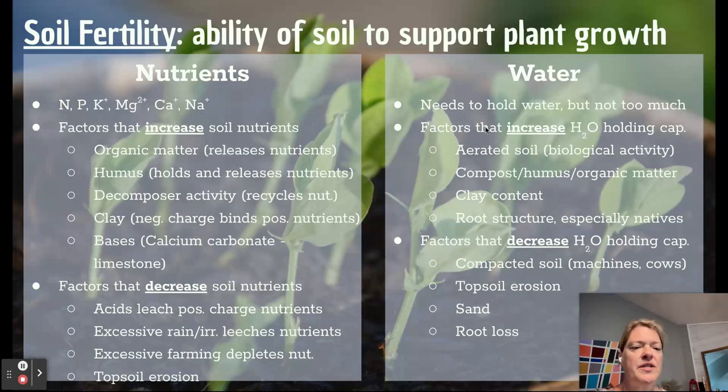Okay, water is also important. Factors that increase the water holding capacity are aerating the soil, which improves the bacteria that live in the soil, applying compost or organic matter to the soil, and increasing the clay content if there's not enough clay. And then root structure. Native plants actually have better root systems, which improves the water holding capacity. Having more roots in the soil actually increases how much water is held. Factors that decrease it are compacting the soil too much. We're going to be doing a lab later where we talk about soil compaction and how that impacts plant growth. Topsoil erosion, sand, and then root loss.